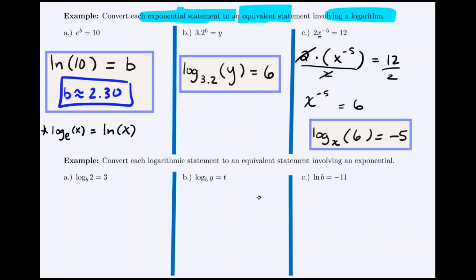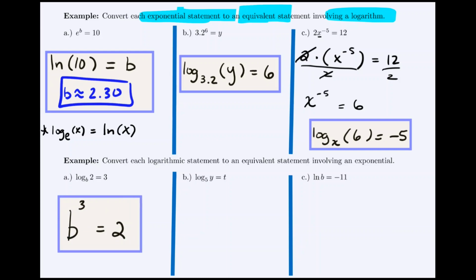Now we're going to go in the reverse direction. In this case, we are going to start with logarithms, and then we're going to express them as exponential functions. So in our previous example, we went from exponentials to logarithms, now logarithms to exponentials. So here we have log base b of 2 equals 3, so we keep the base the same, but remember the output of the logarithm becomes the input of the exponential. So this is going to be b cubed would be equal to the value 2, because the input to the logarithm becomes the output to the exponential.